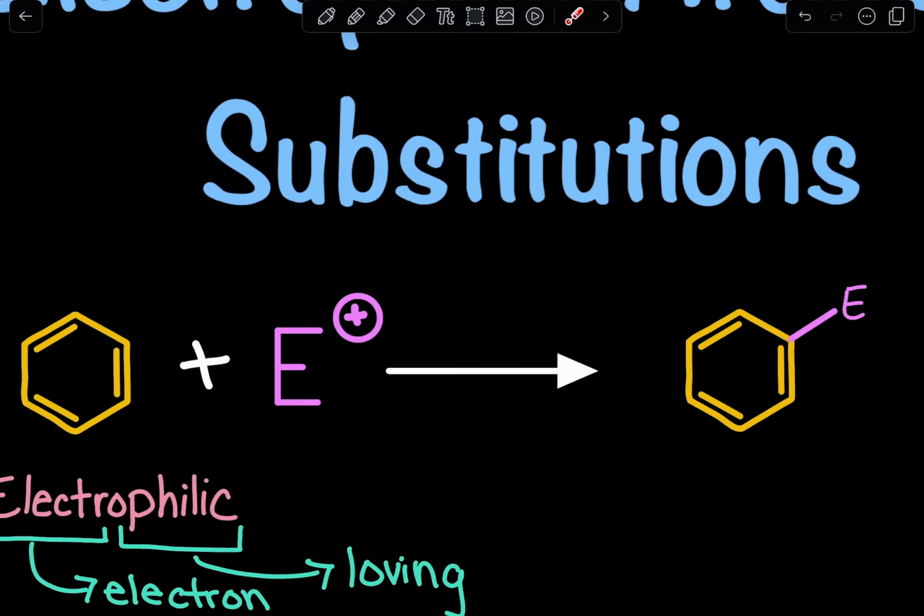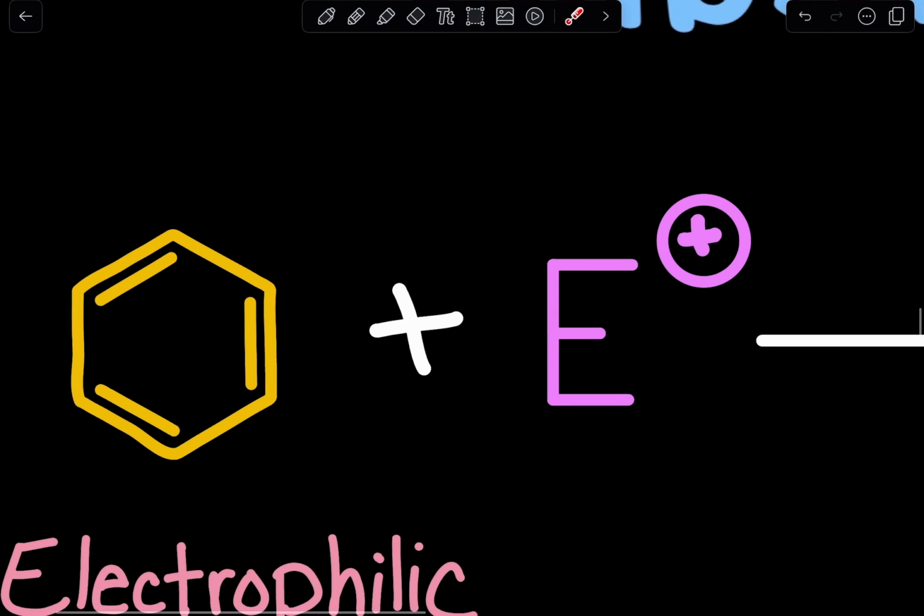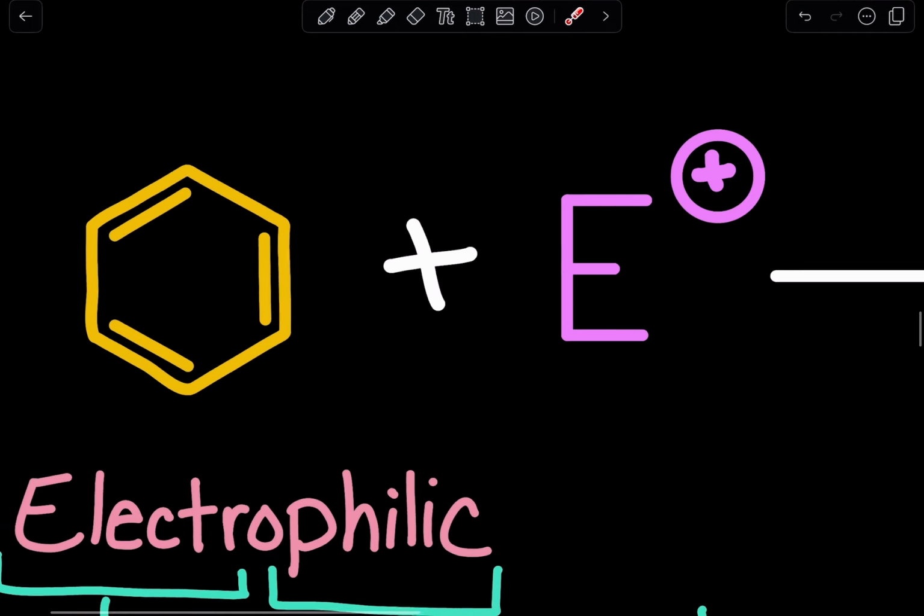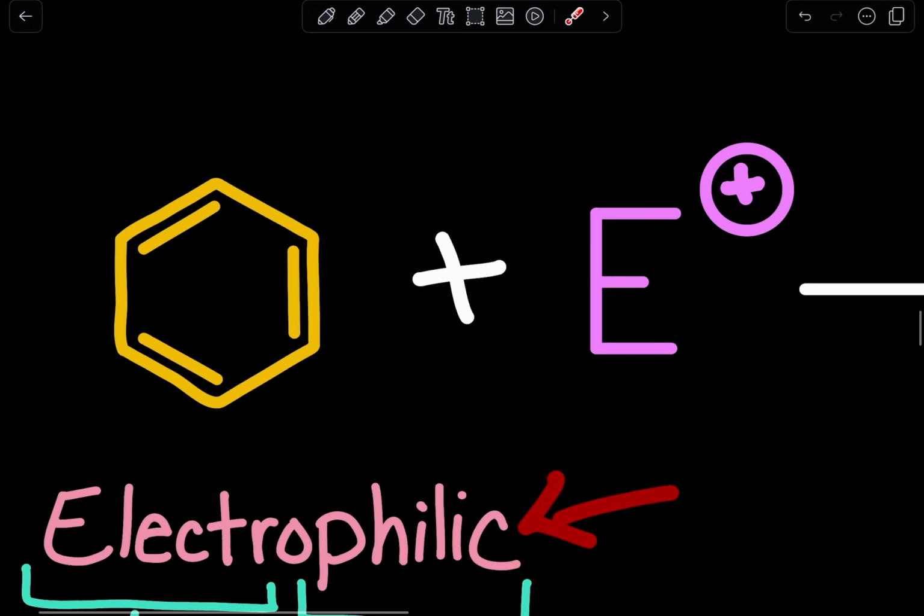Another thing that we have to make note of is that aromatic molecules, when they have these conjugated pi bonds that are delocalized, are very stable. So it is not favorable to break these bonds down, to break the aromaticity, unless we have something that is very electron loving. That's where that electrophilic molecule comes from. We need something that is very, very electron loving, because if it really wants electrons, then it is more likely to disrupt this aromaticity, because this aromatic molecule is stable.